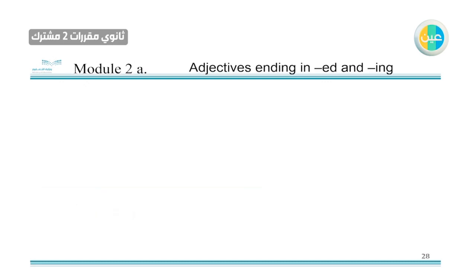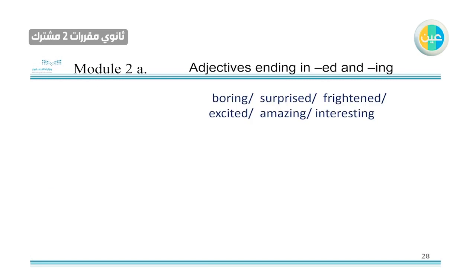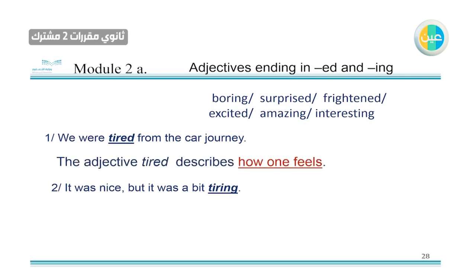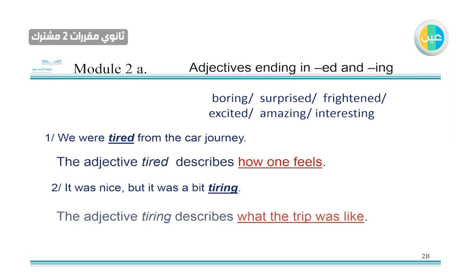Now, adjectives ending in ed and in ing. This is the vocabulary part. Sometimes you have these adjectives and you don't know what they mean. For example, it was boring, or I was surprised. We were tired from the car journey. It was nice, but it was a bit tiring. These are the sentences in your book. What do you mean by tired? I was tired. I'm describing how I feel. But number two, it was a bit tiring. I'm describing what the trip was like.